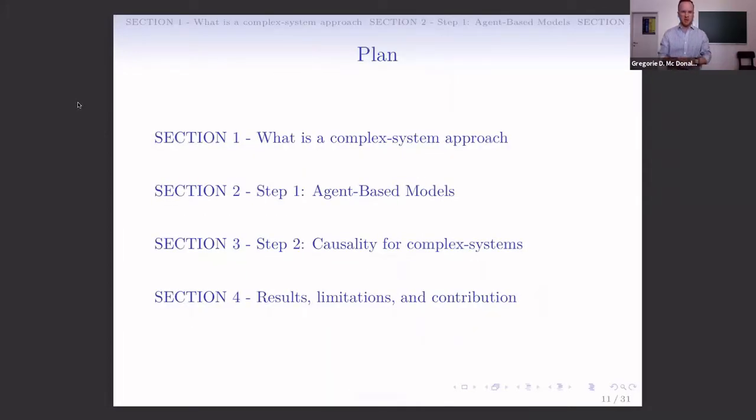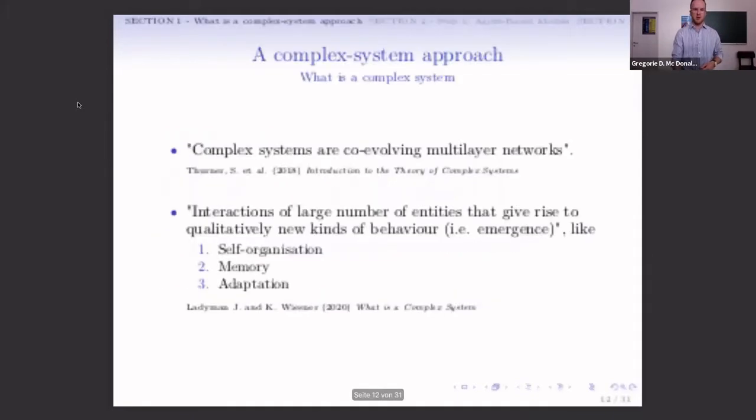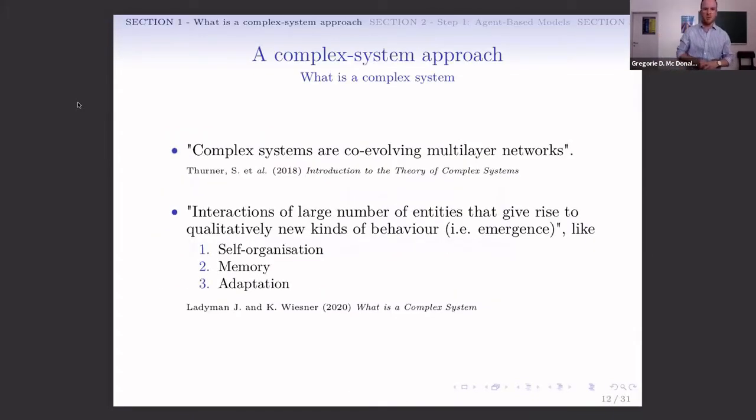What's the plan for my presentation today? In the first section, I briefly tell you what is a complex system approach in migration science. In the second section, I explain the first step, the agent-based models. In section 3, I will briefly introduce what could be causality for complex systems and what philosophical assumptions we need to study in order to make some progress on causation in complex systems. And finally, I give you a brief overview of what are the results, limitations, and what is my contribution based on my research. So, first of all, what is a complex system approach?